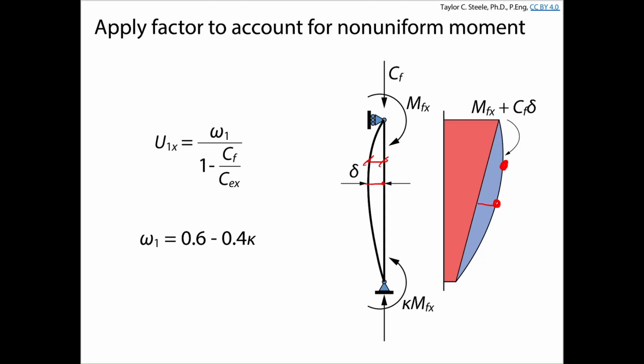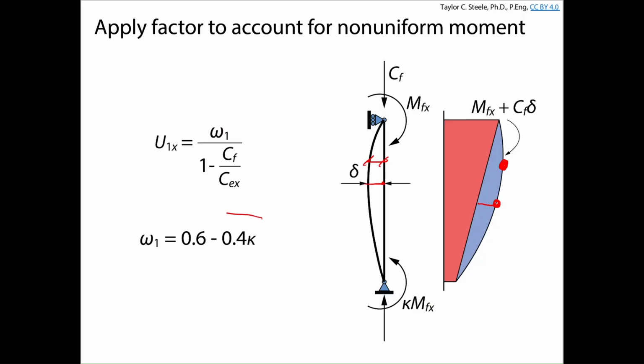For a uniform moment, it's times the maximum displacement. For a double curvature moment, there's not going to be any additional bending at the middle. It's mostly going to be at the ends. And so we've got a factor that we're going to multiply U1x by to account for the fact that a linear bending moment diagram is going to reduce the effects of CF times delta.